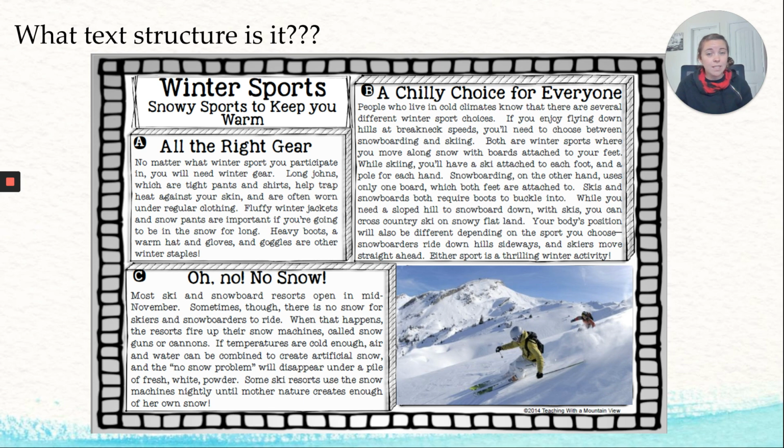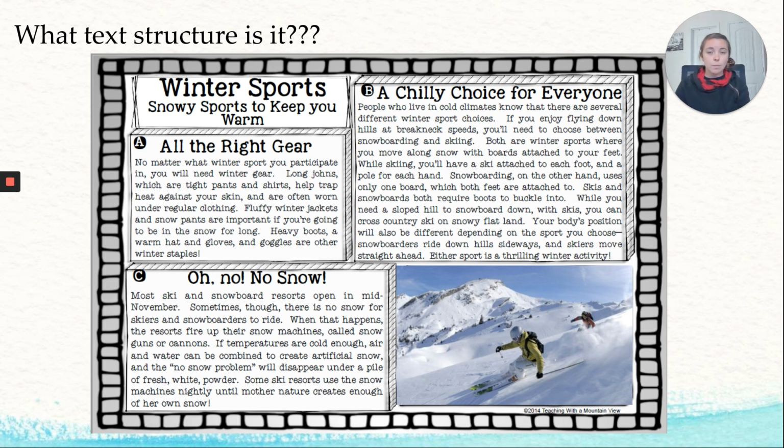Just identifying the text structure, guys, is only a level 2, okay? If you can tell me what the text structure is, awesome, you're at a level 2. But proving how you know that is going to take you to that level 3. And then at the end of this PowerPoint, we're going to talk about how you can achieve a level 4. Okay. All right, let's just get started.